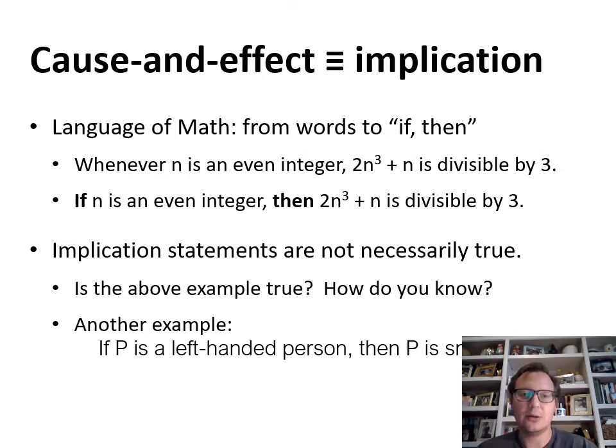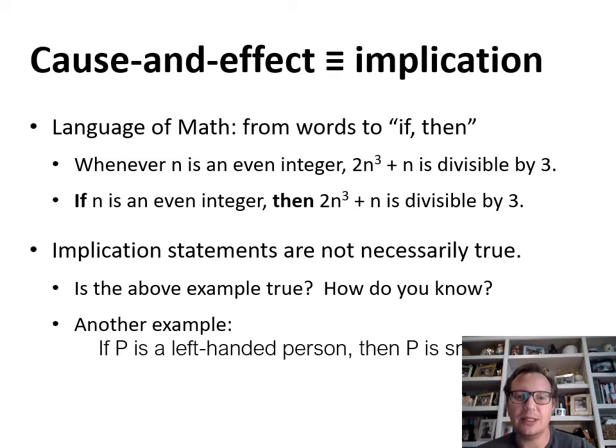Okay, so let's first talk about cause and effect, which we also call implication. And this is related to the implication operator that you already learned about in the context of propositional logic. So in the language of math, we want to move from English words to this if-then template. As an example, if we use plain English, we would say whenever n is an even integer, then 2 times n cubed plus n is divisible by 3.